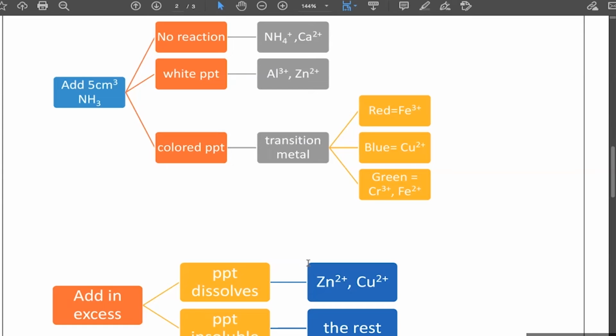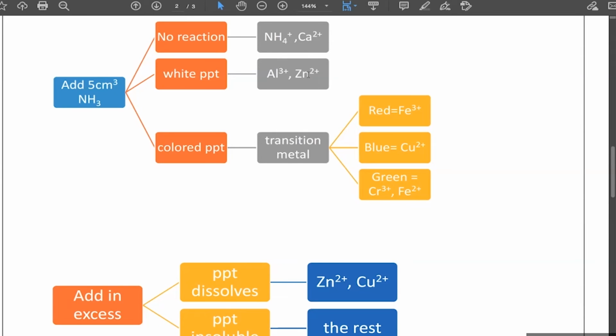Now, with white precipitate, you have two categories. Why? Because calcium is already in the no reaction category. So aluminium and zinc are going to form a white precipitate, and we're going to see that the precipitate simply comes out of the solution. And for the other ones, if it is colored, then we know it's a transition metal, and the three primary colors, red, blue, and green, we already know what the color entails. So red is iron 3, blue is copper 2, green is iron 2 and chromium 3.